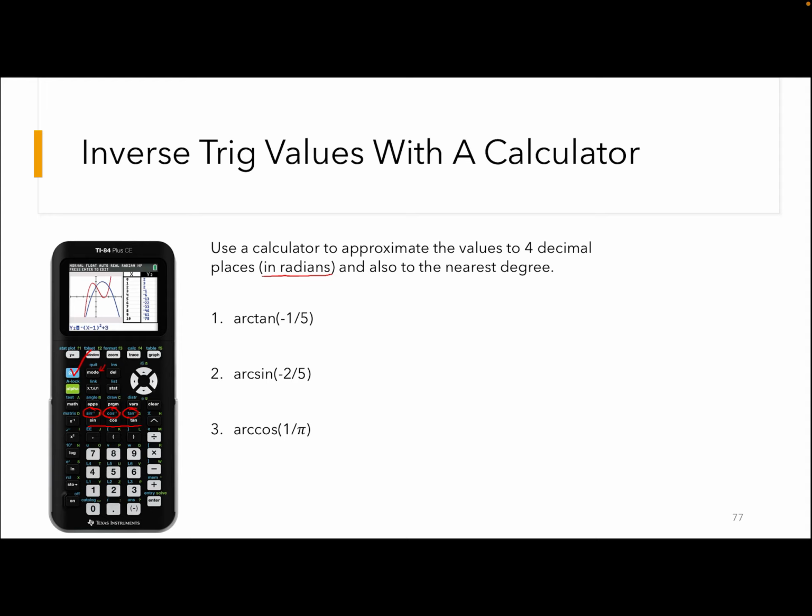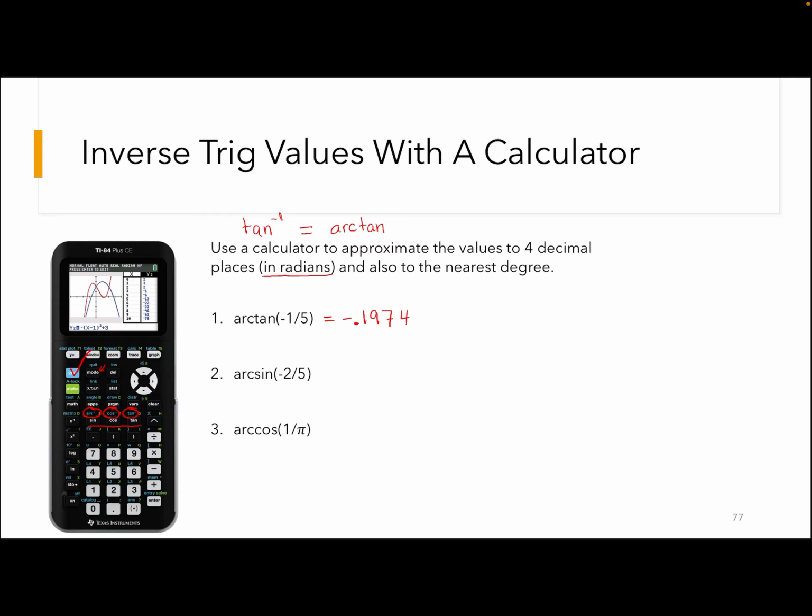So if we're doing arc tangent of -1/5, all you got to do is make sure your calculator is in radians, and we're going to do arc tangent or tangent inverse of -1 divided by 5, and I get -0.1974. I should mention that these two things are equivalent. Tangent inverse is the equivalent of arc tangent. They are exactly the same thing. It's just one way of writing the inverse.